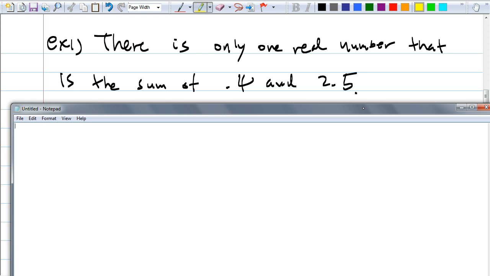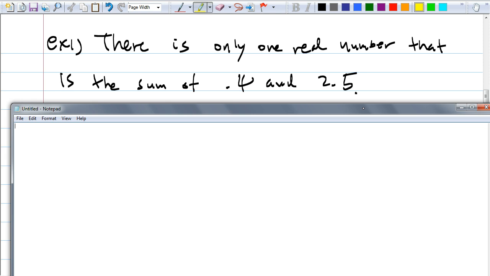Okay, I'll give you time to write. You're all writing already. So write this down: there is only one real number that is a sum of 0.4 and 2.5. This statement is true because of the property that we learned. Which one is it? Okay, go ahead, write it down. A lot of you know. Put your hands down. I'll give you time to write.